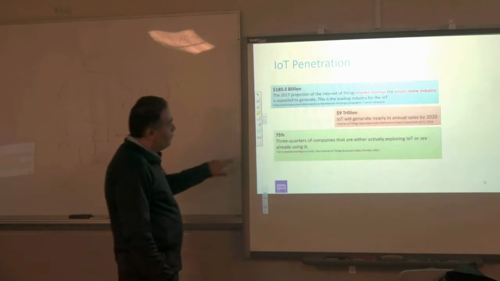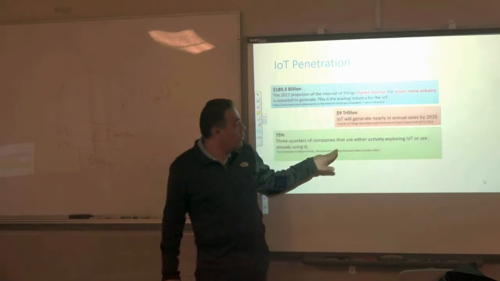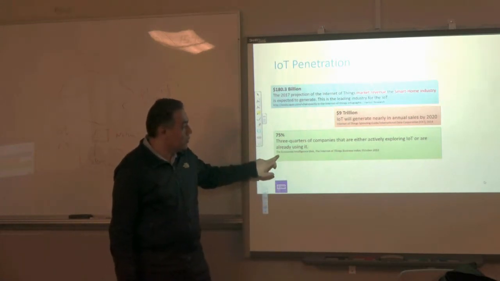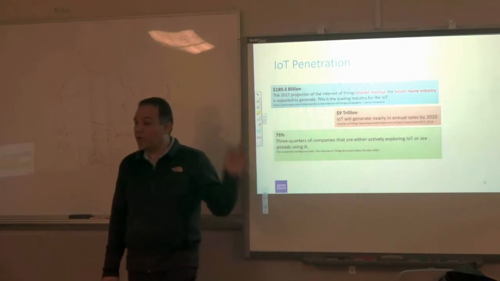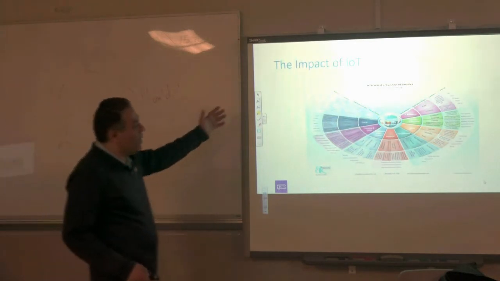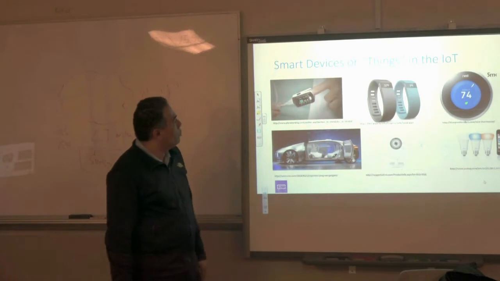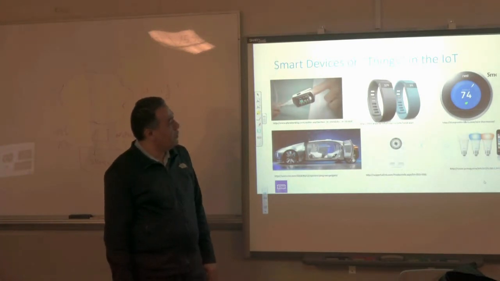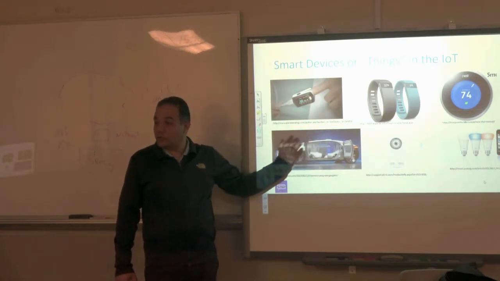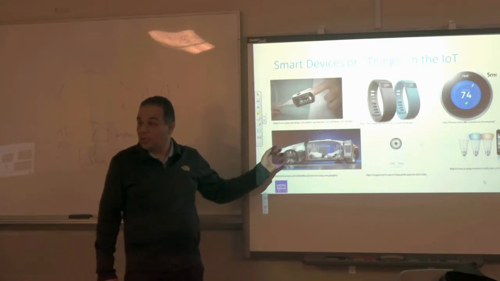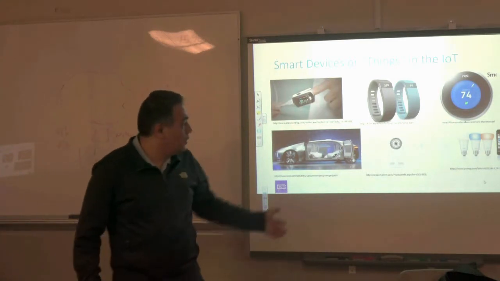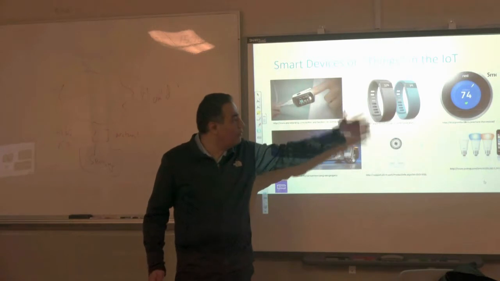75%, 3/4 of companies are either actively exploring IoT or already using it, including Cisco, Juniper, Microsoft and all of that. 75% of the big companies are using it. The impact will touch every single area of the world. Smart devices, for example, are available already. We did not talk about smart cars, self-driving cars. IoT is a core thing, the roads too. But smart lights, all these are available already.